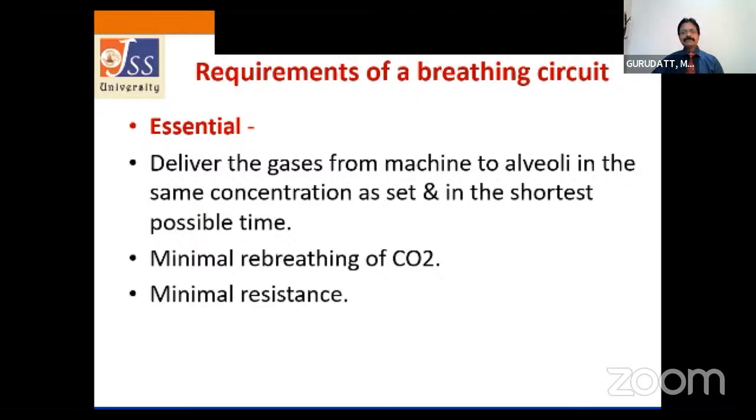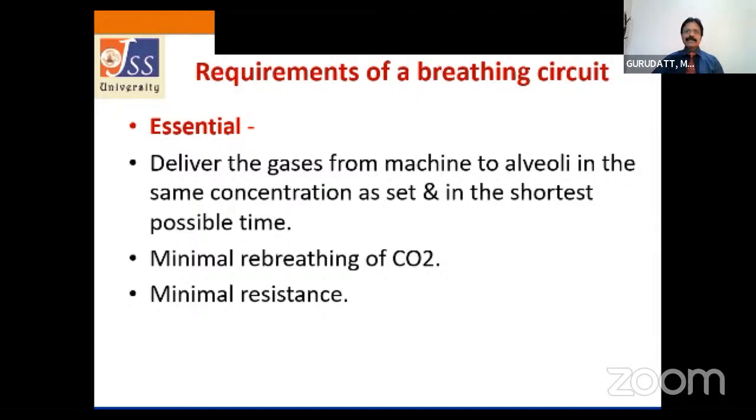The third is there should be minimal resistance. Again, especially when you allow the patient to breathe spontaneously, if the breathing system itself is producing increased resistance, the patient has to work more to counter this resistance, and this can definitely produce gradual hypoventilation, and again hypercapnia can occur.